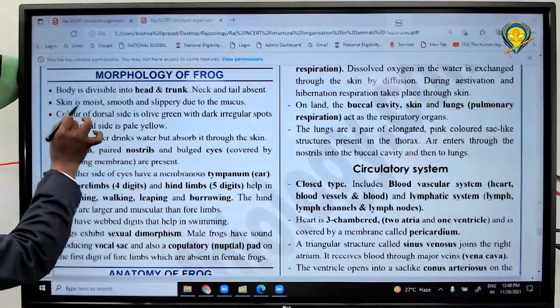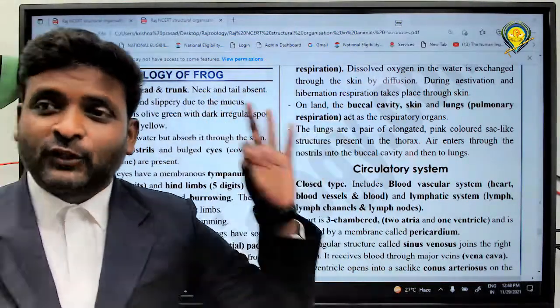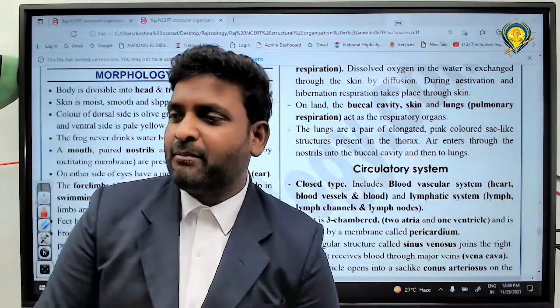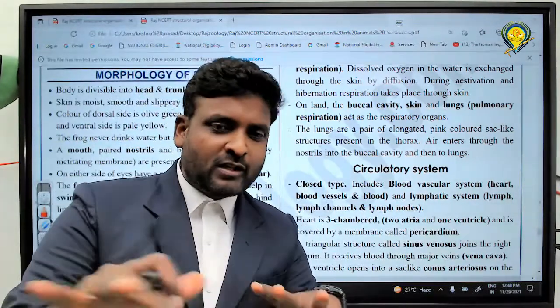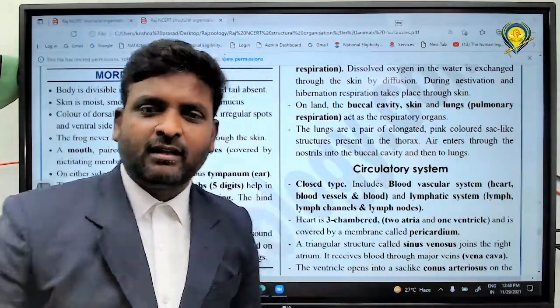And next point, skin is moist. Skin is moist, smooth and slippery. You know why slippery? Because of the presence of mucus on the membrane. So because of mucus it is slippery. Okay, right, that's one.